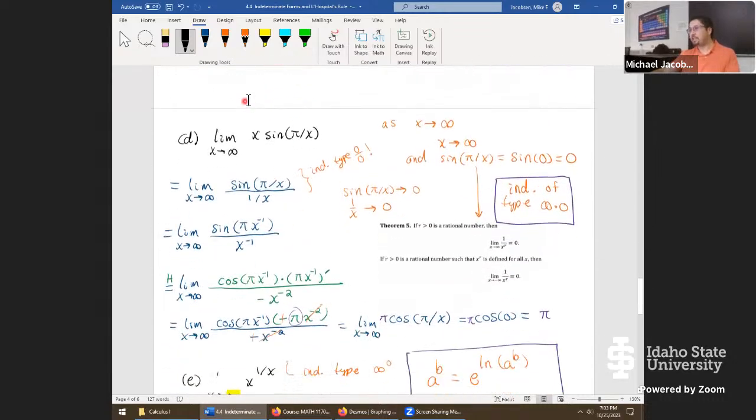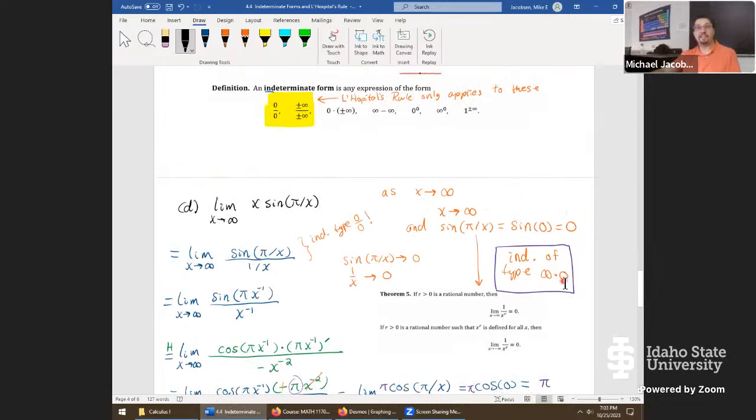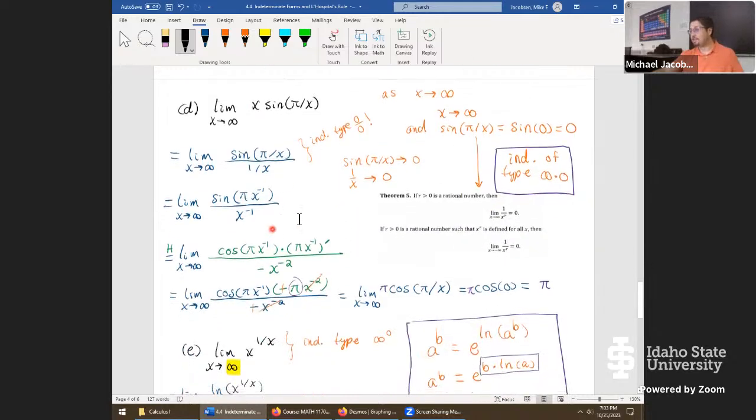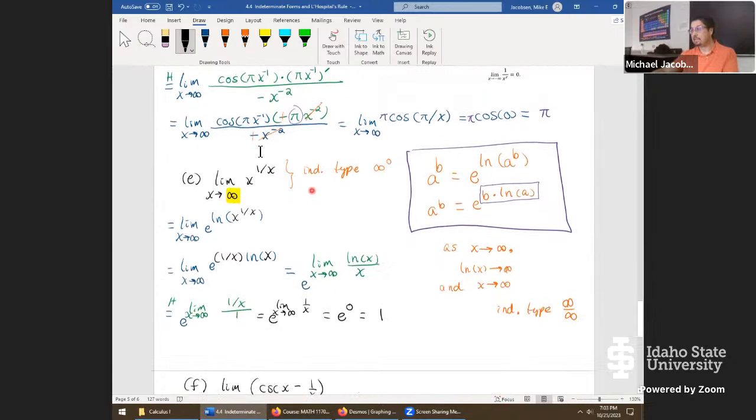So some of them we had to rearrange, like x sine pi over x. It was indeterminate of type infinity times 0, that option right here. But if we put the right thing in the denominator, we got down to the right indeterminate form, 0 over 0. So we just took the derivatives and went from there.